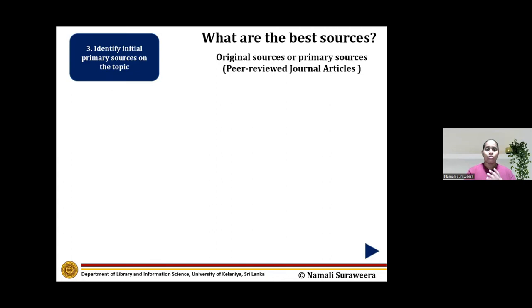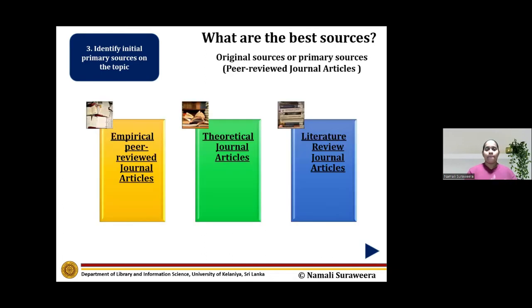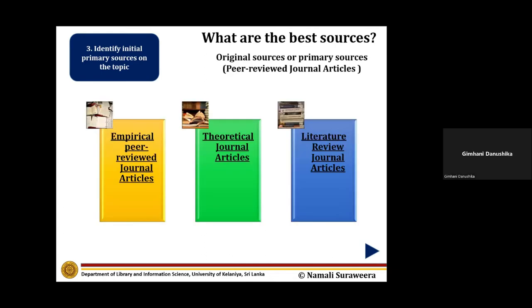So there are three choices like this. There will be empirical peer-reviewed journal articles as well as theoretical journal articles. Not only that, there will be literature review journal articles as well. Just assume that based on your research project, you want to see some of the research articles previously done, and you go through them one by one.